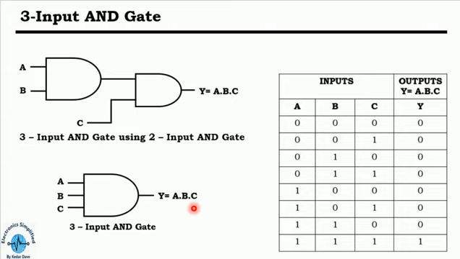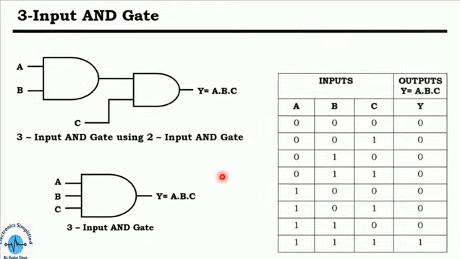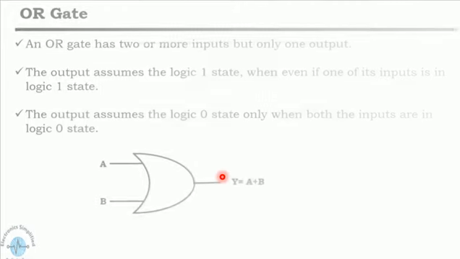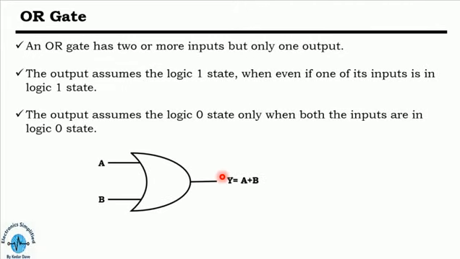So this is the basic working of the 3 input AND gate, and here we can get the truth table of the logic gate. So going forward to the OR gate, how an OR gate can be represented, we know that this is the basic circuit symbol of the OR gate.